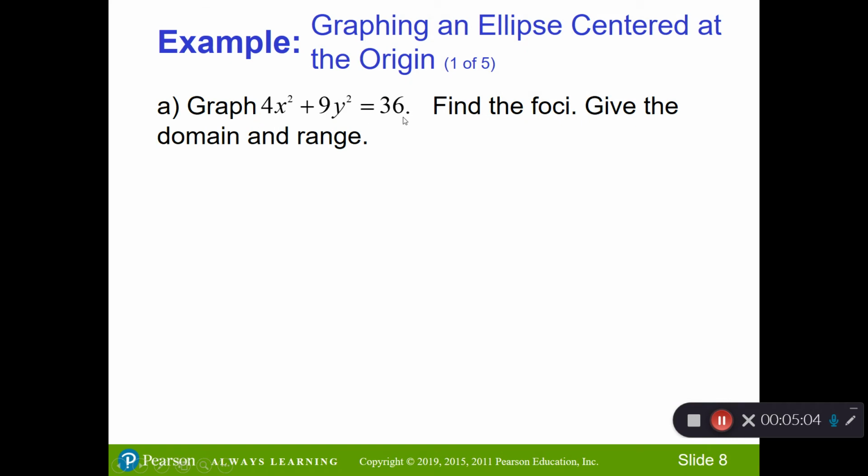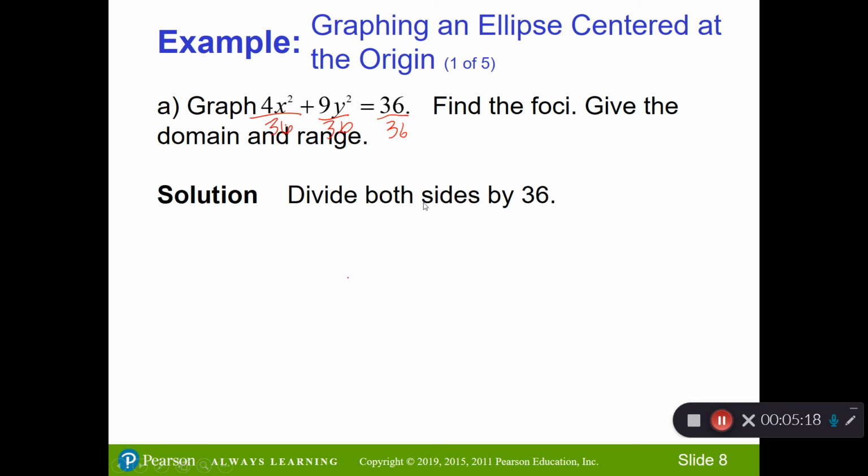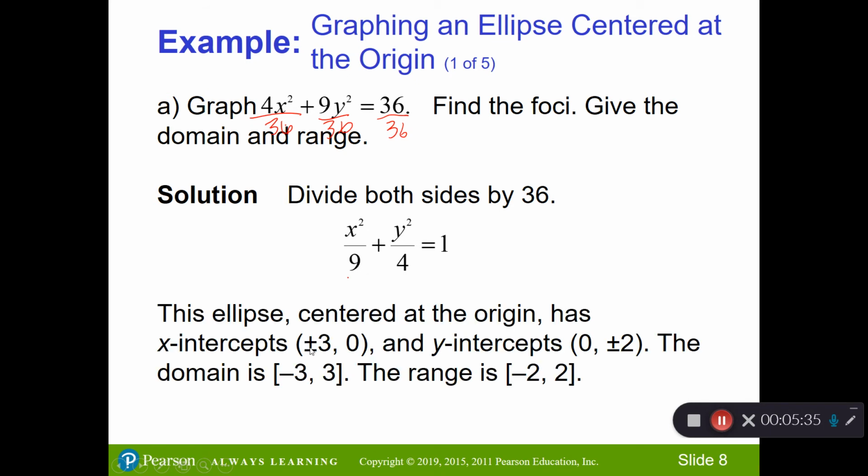So I want to graph this guy. Now, all of these equations had a 1 where the 36 is. So the first thing that I do is I divide everything through by 36. I get x squared over 4 divided by 36 leaves a 9 in the bottom. 9 over 36 leaves a 4 in the bottom. And then 36 over 36 is a 1. So we're bigger under the x, so we're elongated along the x-axis. So the x-intercepts are at the square root of what's here, so plus and minus 3. The y-intercepts, the square root of what's here, so plus and minus 2.